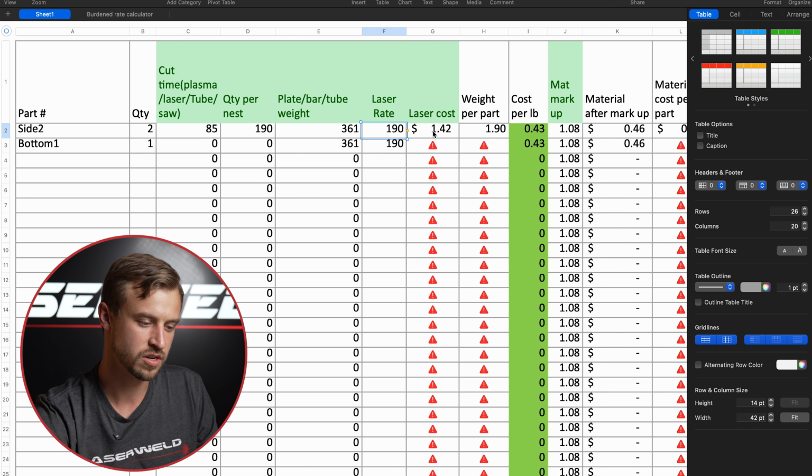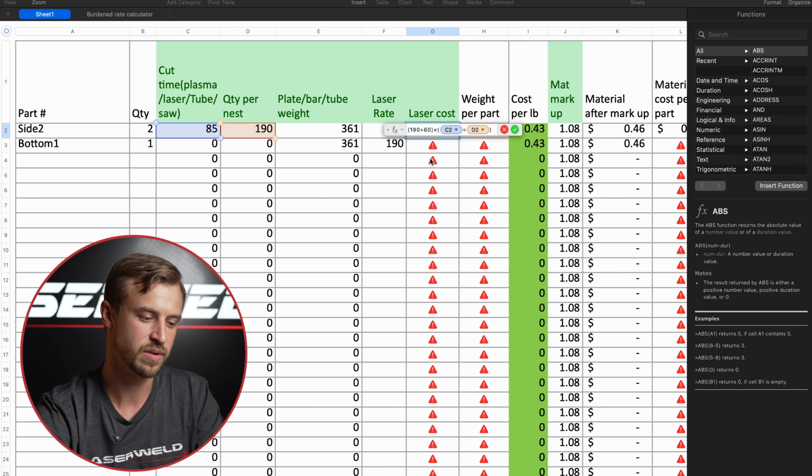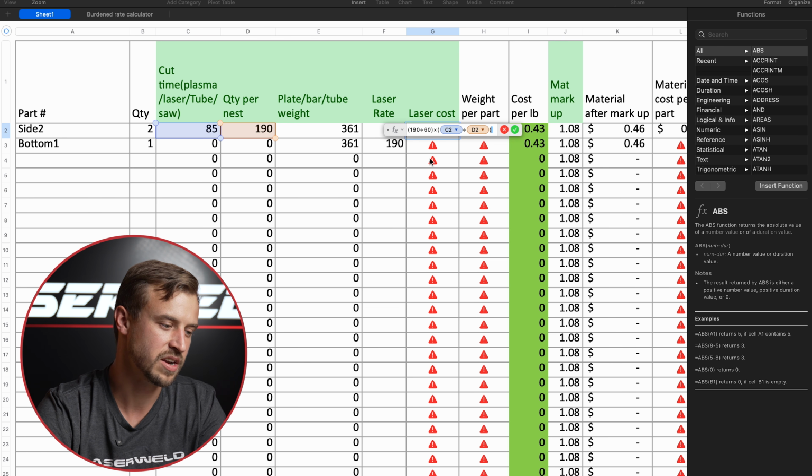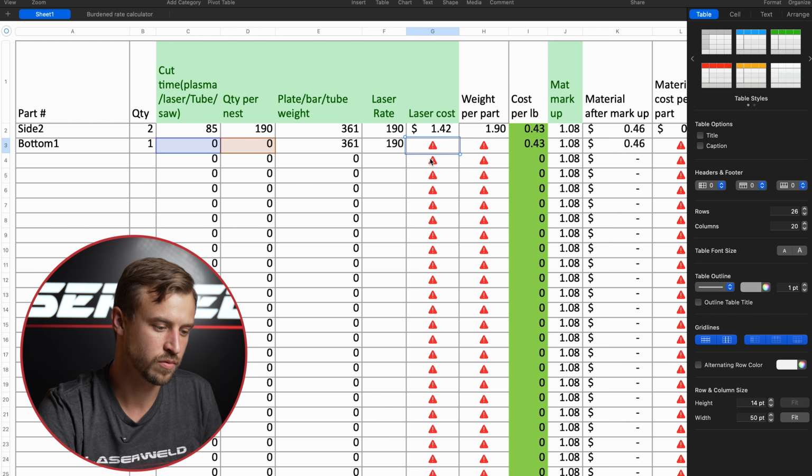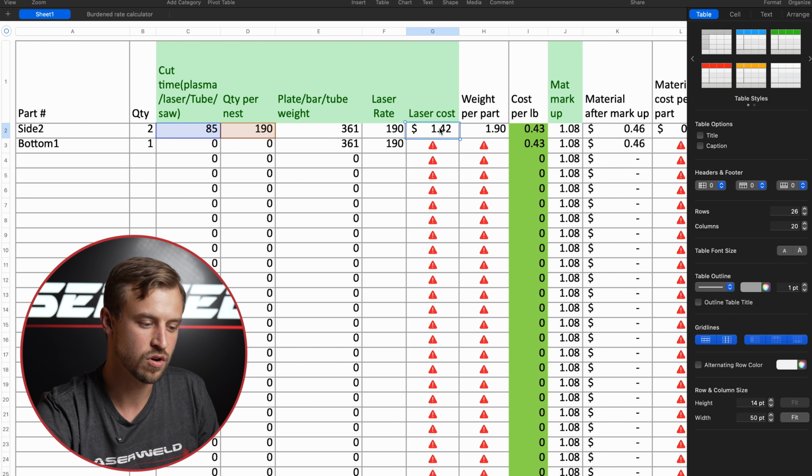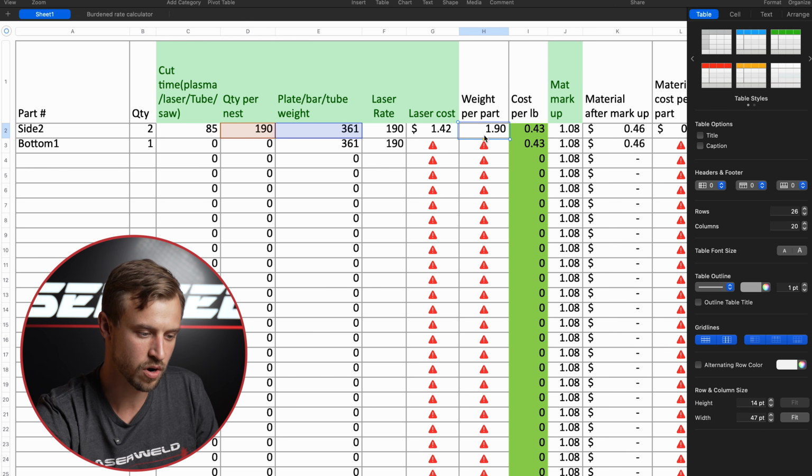The actual laser cost, let's open up the formula so you can see it a little better. So we took 190 divided by 60 to get it down to a cost per minute. And then that's the total cut time divided by 190 pieces. What you're left with is the laser cost for that part is $1.42. The weight of that part is 1.9 pounds.